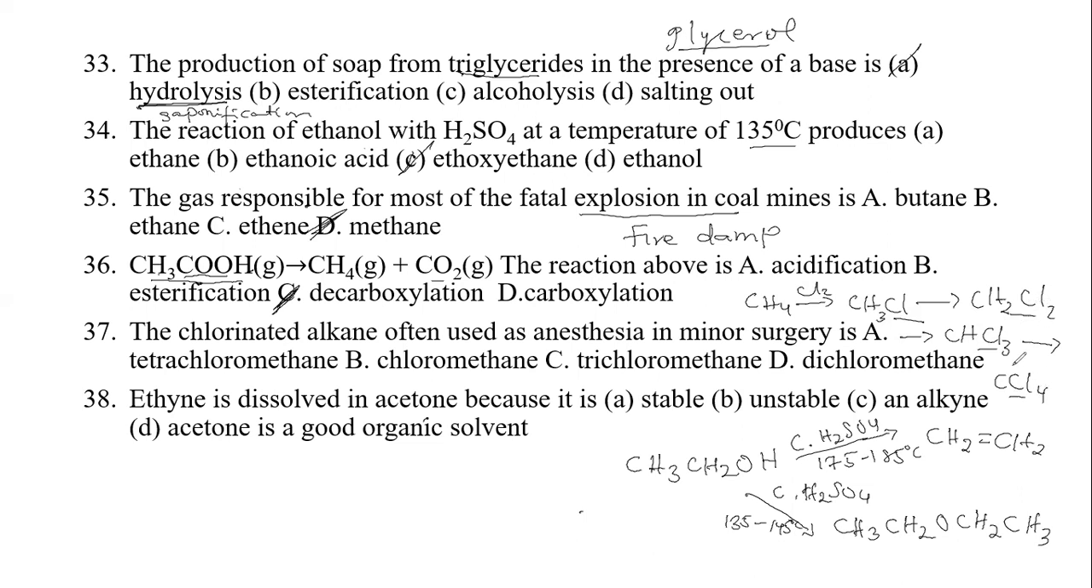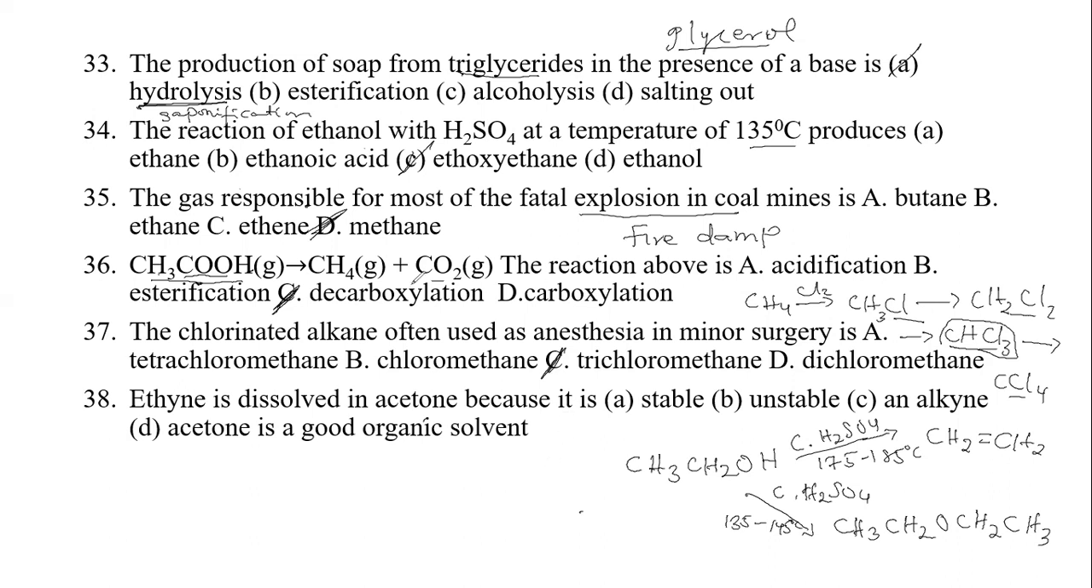Dichloromethane and tetrachloromethane are normally used in dry cleaning. Now, chloroform, trichloromethane, is used as anesthesia in minor surgery. That is trichloromethane, option C. So that's something you should put at the back of your mind.